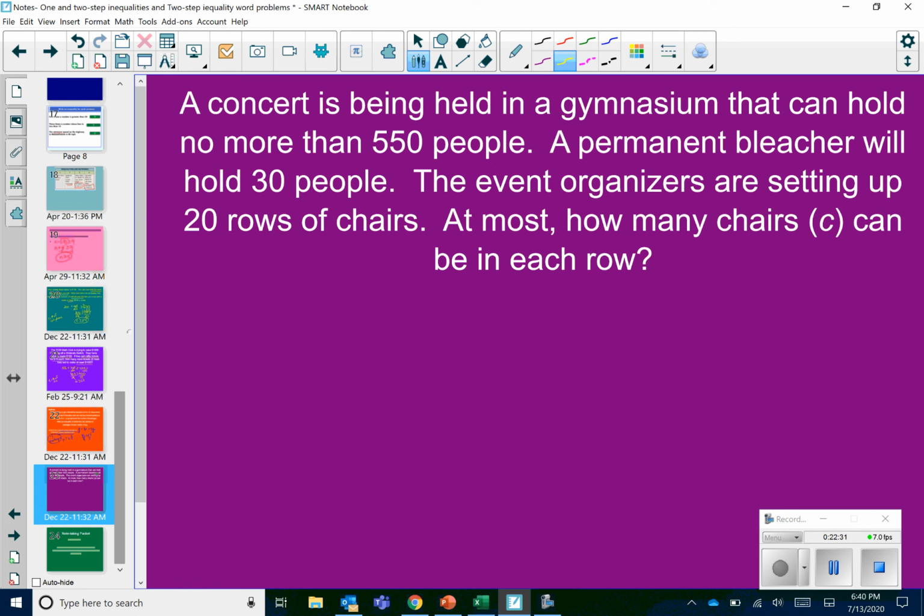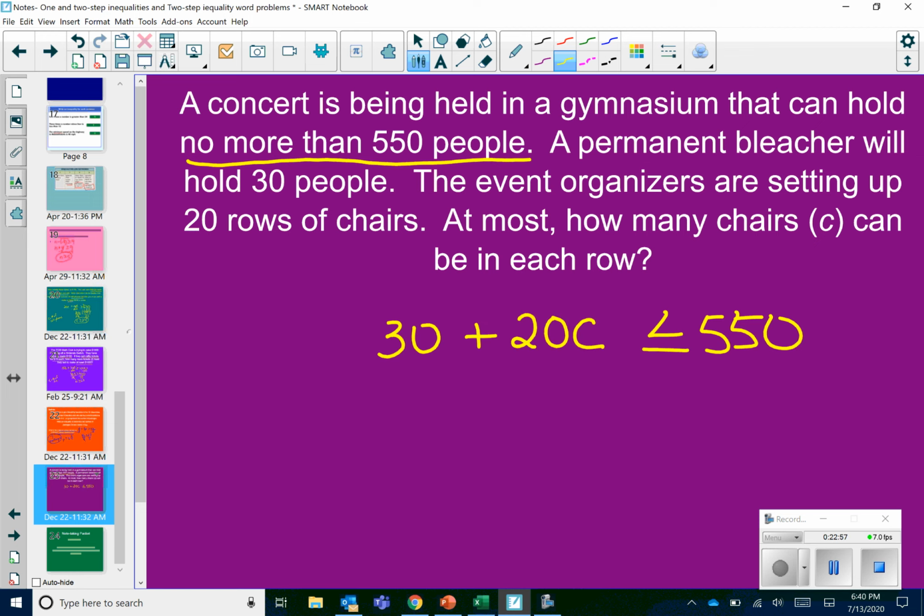It says a concert is being held in a gymnasium that can hold no more than 550 people, which means we can have exactly 550 or less than 550. A permanent bleacher will hold 30 people. The event organizers are setting up 20 rows of chairs. At most, how many chairs C can be in each row? So 20 times the number of chairs. And there's our inequality. So to solve it, we're going to subtract 30 on both sides.